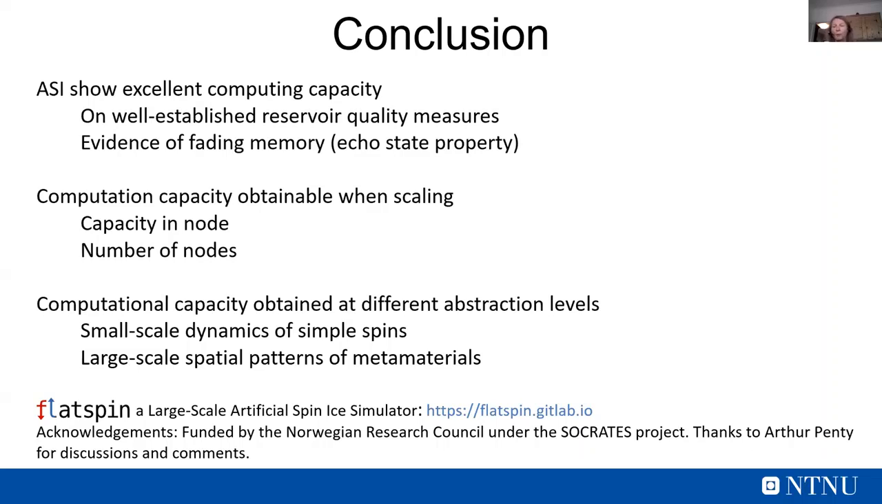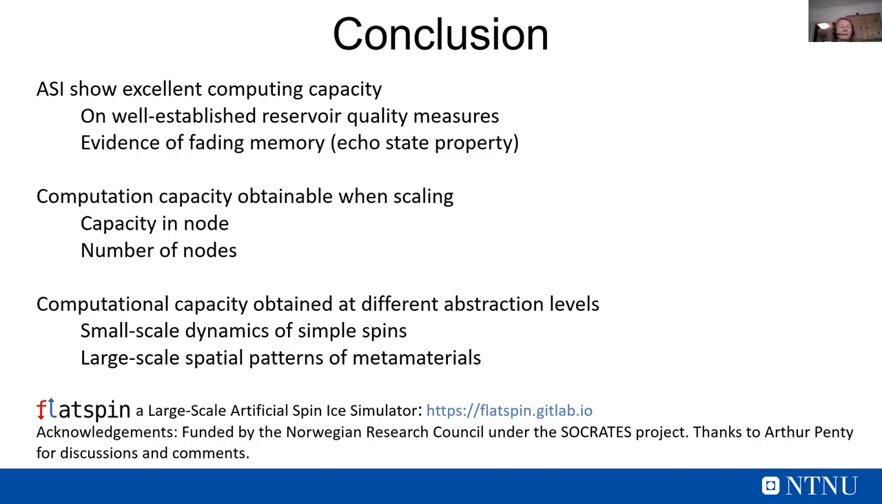So to conclude, I hope I haven't used too much time. Our artificial spin-ice systems are actually quite good computers. We get very good results on established measurements for reservoir computation. We find evidence of fading memory and the echo state property in these systems. And the really neat thing is that computational capacity is obtained when we scale the number of nodes down and the number of magnets within a node up.